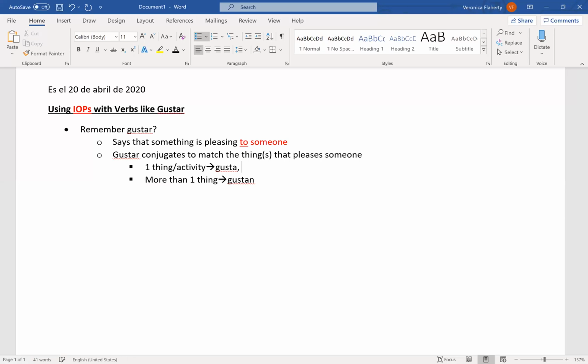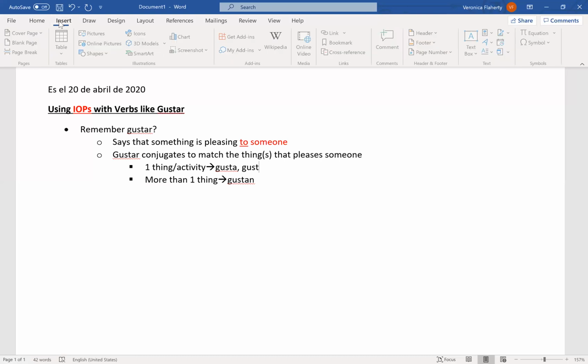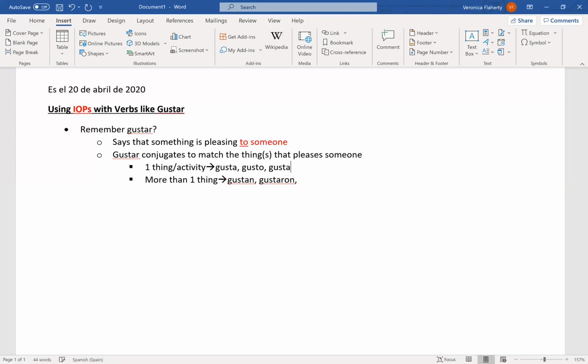We could also use the preterite, which would look like gustó or gustaron. And it's much more likely to use this other tense, the imperfect, which would be gustaba. And what else? Either gustaba or gustaban.